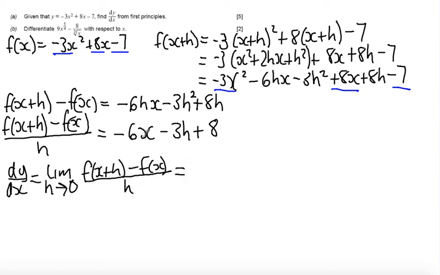So what happens here is any term with a factor of h will go to 0, because it's going to end up as a number times 0. So the minus 6x remains. Minus 3h becomes minus 3 times 0, so it disappears, and then plus 8 remains because there's no h in it.